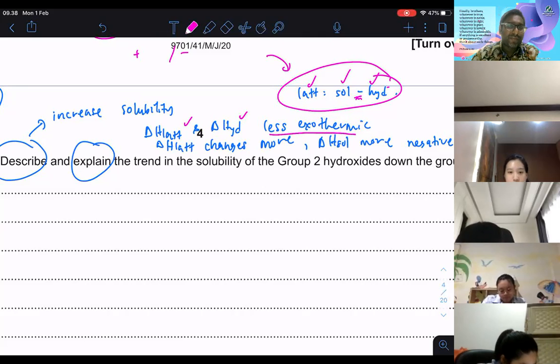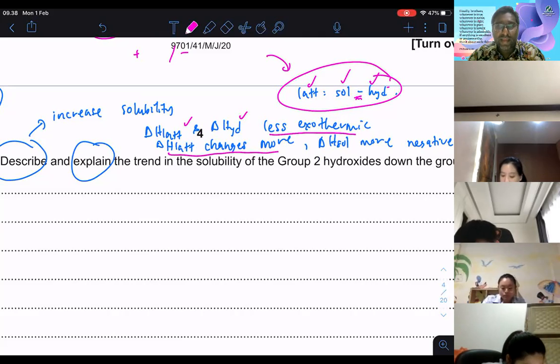And which one becomes more or less exothermic? In this case, you need to compare lattice or hydration. For hydroxide, the lattice energy changes more. The explanation is basically that M2+ is bigger than OH-, all this kind of explanation. But again, if you want to memorize, it's up to you. Lattice energy changes more.